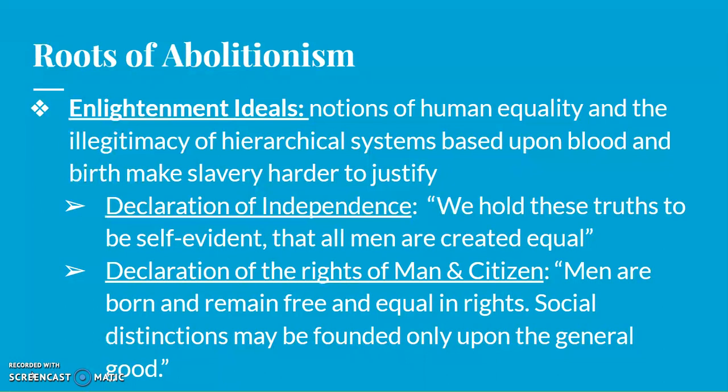Well, one answer is Enlightenment ideas. Right, so during the Enlightenment, there are all these notions of human equality and the illegitimacy of hierarchical systems based upon blood and birth, which makes slavery harder to justify. If you're in an ancient or a medieval society where you have a stratification where some people are just born superior in society to others, it's easier to justify a system where certain people are at the very bottom and are considered practically subhuman and property, whereas there are others at the top that enjoy almost semi-divine status, right?